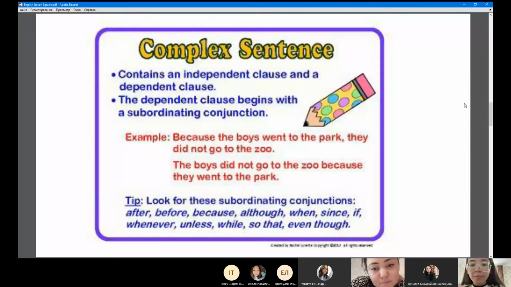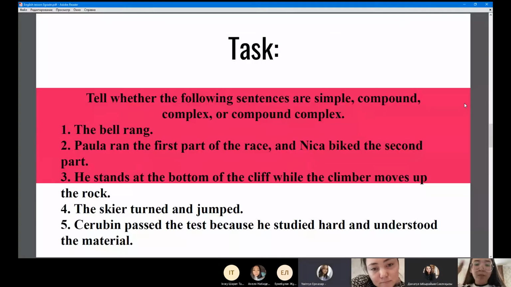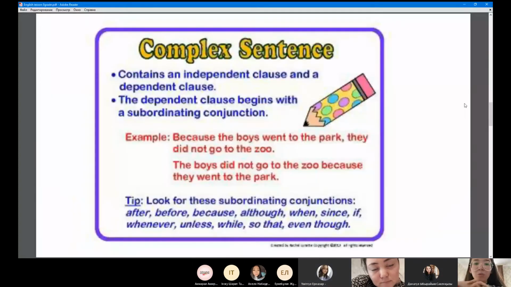And the next one is compound complex. I will explain this compound complex sentence structure, and we will do the questions, please. The next one is the task.